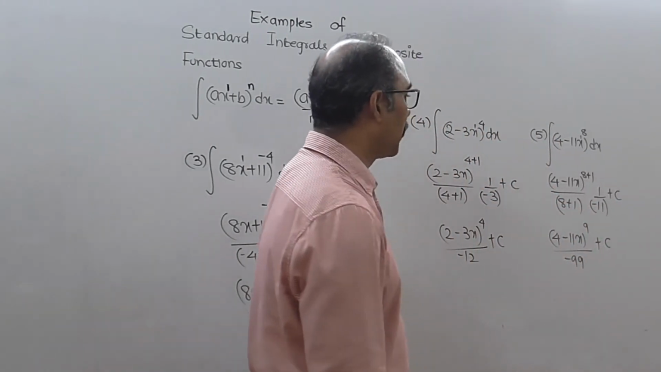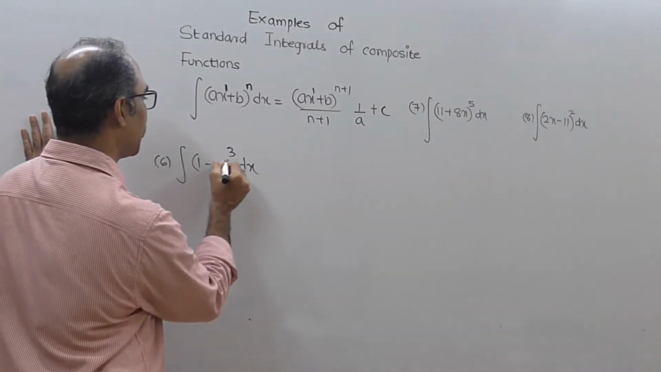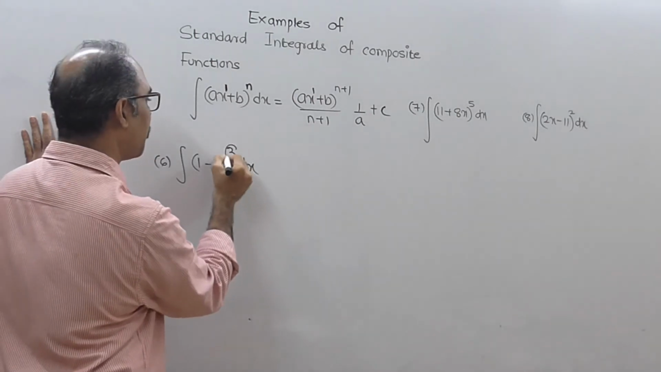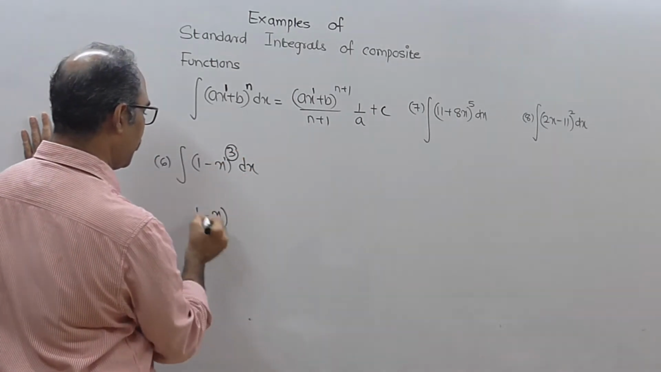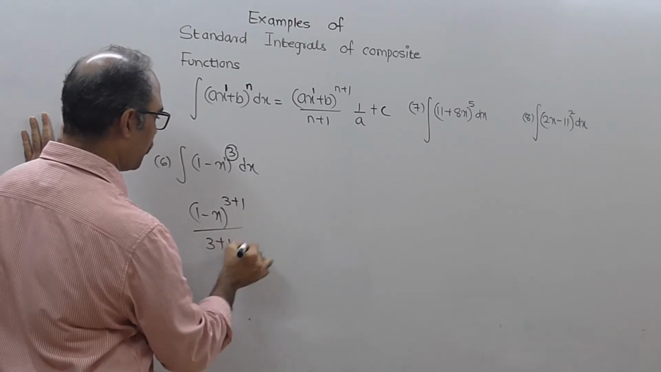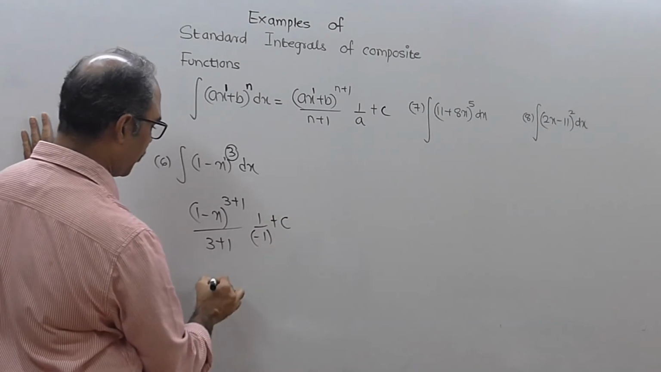Minus 11 into 9 will give you minus 99 plus c. Let's start sum number 6. The power of x is 1 and it is whole raised to 3. This is a power function, so this will be (1 minus x) to the power 3 plus 1 upon 3 plus 1, multiplied by 1 upon coefficient of x, that is 1 upon minus 1, plus c.